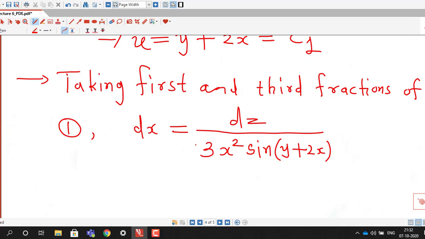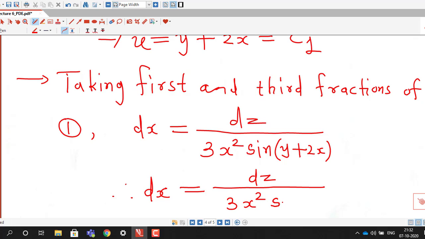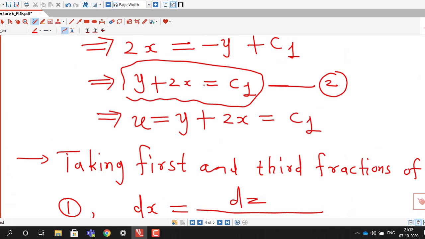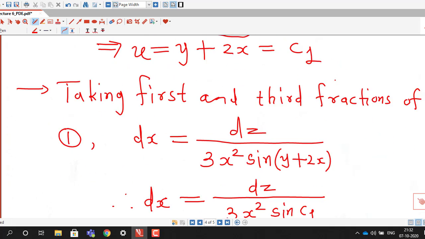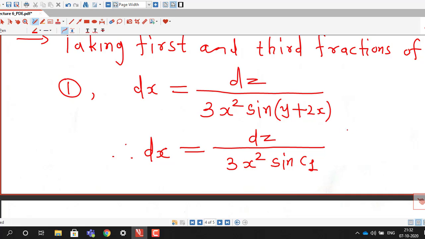So we have differentials in terms of dx and dz, so y must be absent. So for that we replace this y plus 2x by c1. So we have dz divided by 3x square sin c1. So we put y plus 2x equal to c1, that is using equation 2. So here we have to mention that we are using equation 2, which is y plus 2x equal to c1.